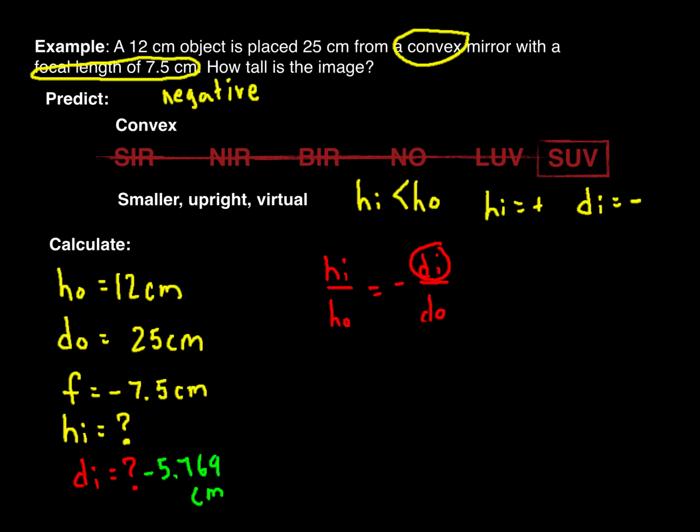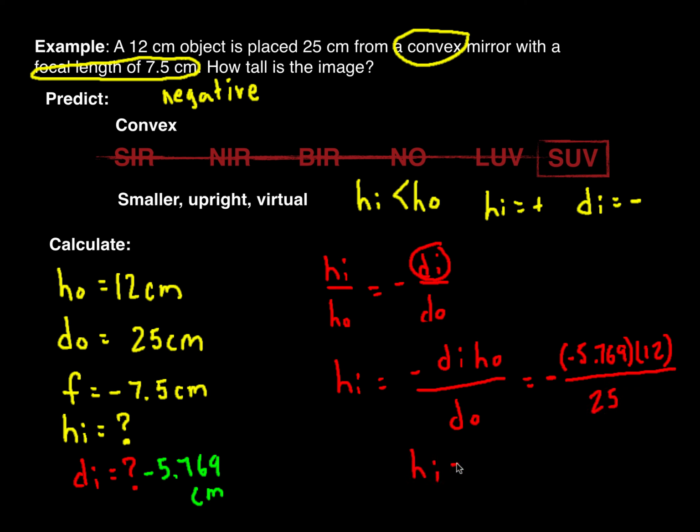Now we can use the second equation to solve for HI. HI equals negative DI HO divided by DO. This is negative of negative 5.769 times the height of the object, which is 12, divided by DO, which is 25. This gives us HI equals positive 2.8 centimeters, which is smaller than the 12 centimeter object as predicted, and positive because it's an upright image as predicted.